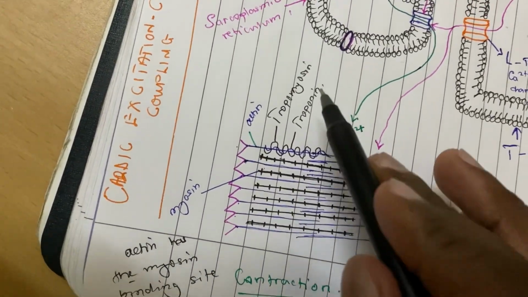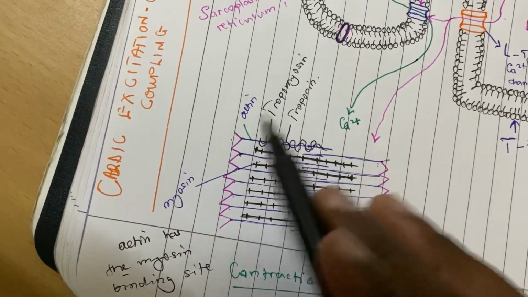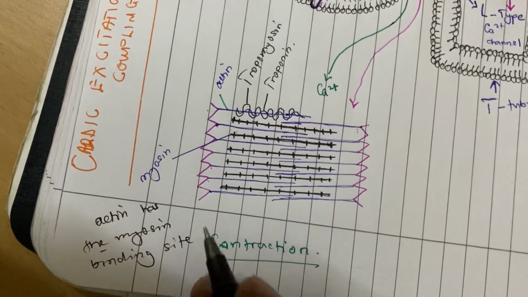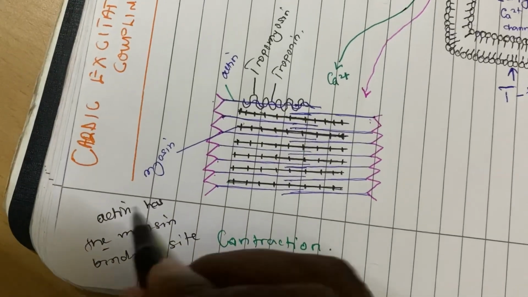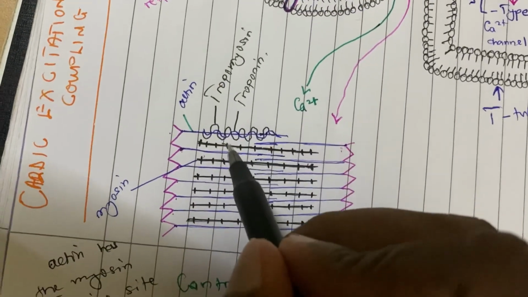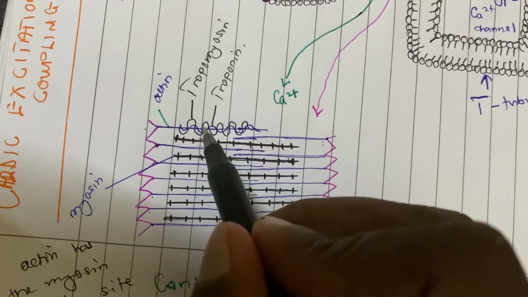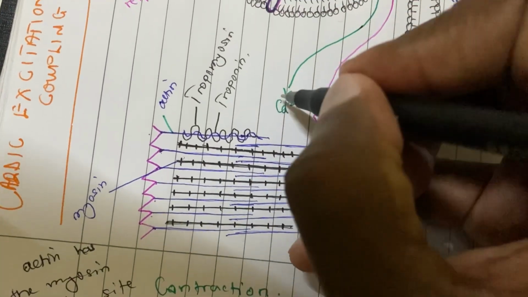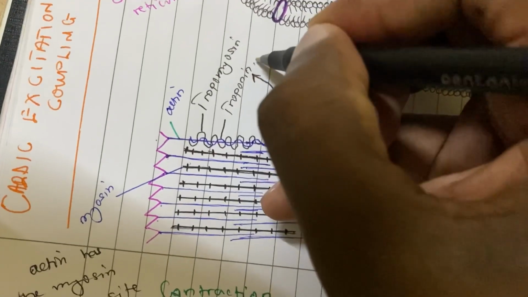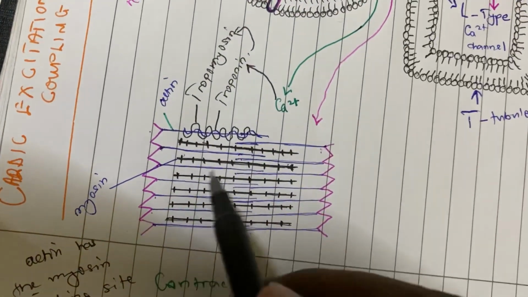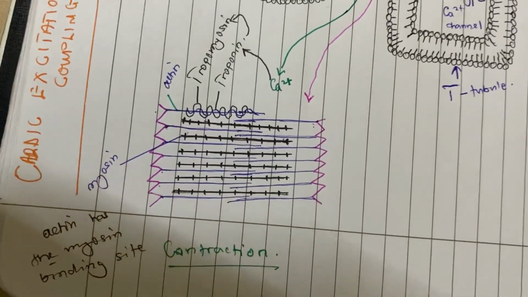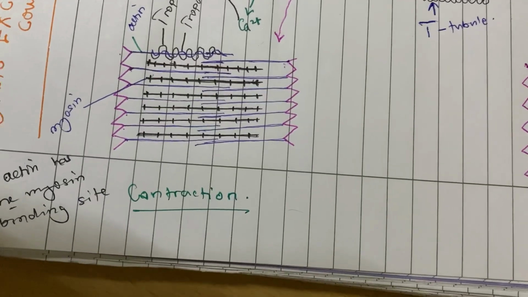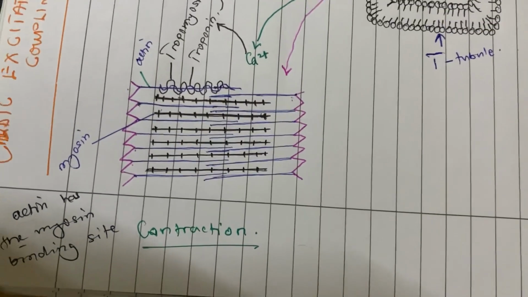Whenever calcium binds to troponin, tropomyosin changes configuration because they are wrapped together. Whenever it changes configuration, it opens the myosin binding site, because myosin with these spikes has to bind on actin. So if calcium binds to troponin, this will change its shape, and the myosin binding site on actin will be exposed. The next thing is the myosin head attaching to its binding site on actin.